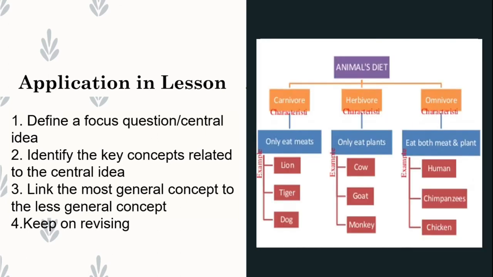Third, link the most general concept to the less general concept. Label the connecting line to show the relationship between concepts if necessary. Lastly, keep on revising the concept map by adding necessary or cutting down unnecessary information until it reaches satisfactory condition. There are more types of indirect instruction, but that will be discussed by the next group.